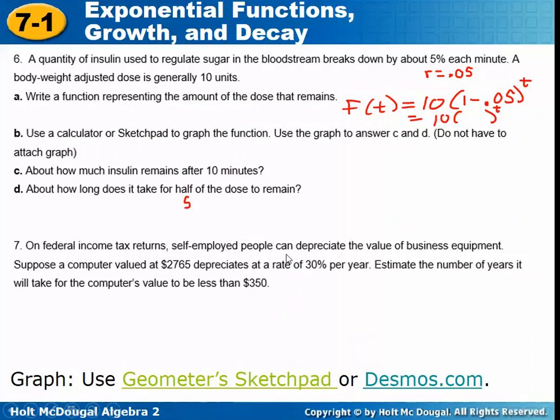And this one says self-employed people can depreciate the value of business equipment. So that's a good clue that we're going to be using depreciation here at a rate of 30% per year. The r value is not 0.03, this time it's just 0.3. Then we're going to estimate the number of years it will take for the computer's value to be less than 350. So when on the y-axis you're at less than 350, find what x is equal to.